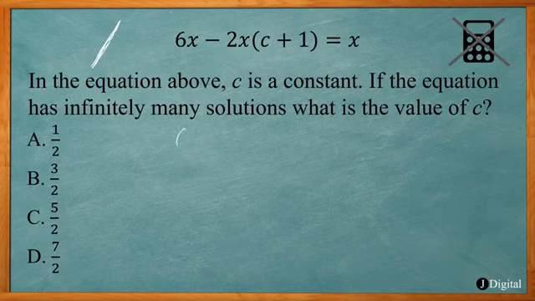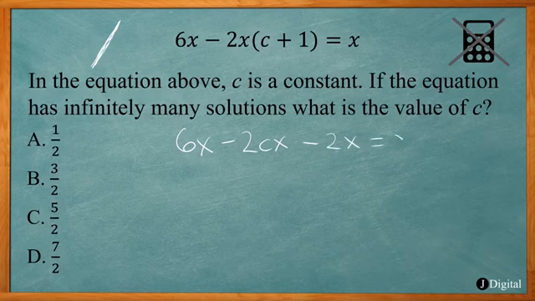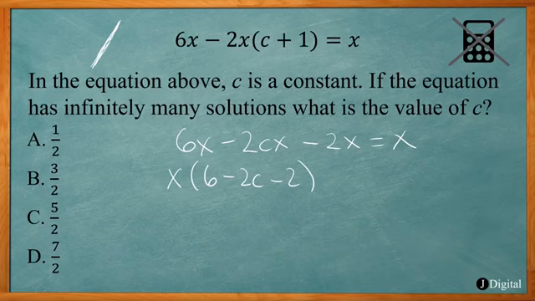So we multiply this out, we get 6x minus 2cx minus 2x equals x. So to have infinite number of solutions, we want both sides of the equal sign to be the same thing. So no matter what x value we plug in, both sides will equal the same. On the left side, each of these have an x in them, so I'm going to factor out the x. That leaves me with 6 minus 2c minus 2. Combine the 6 and negative 2, give me 4. So 4 minus 2c.